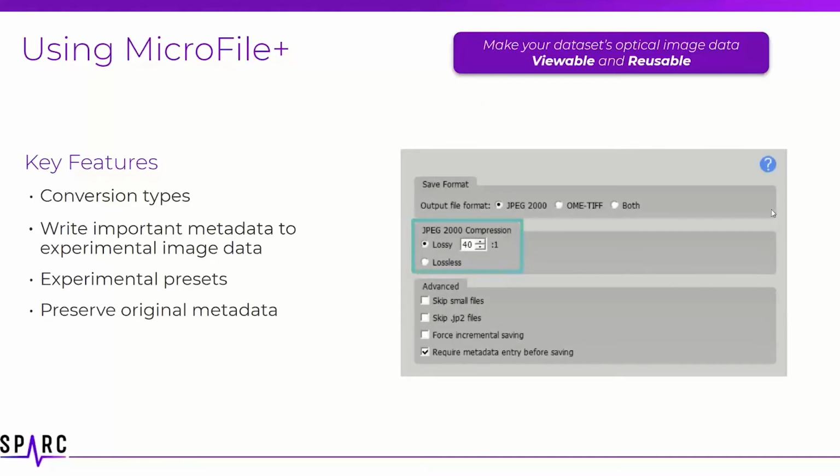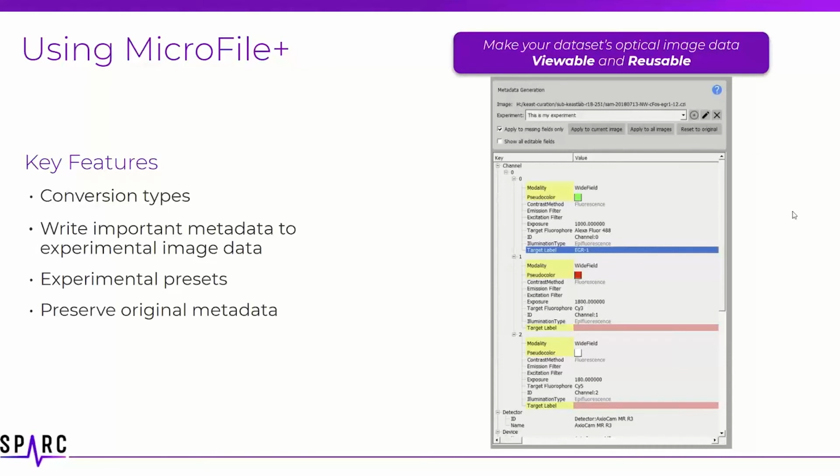Next, you'll see options to choose your save format. So there are your output file format options: JPEG 2000, OME TIFF, or both. And for the JPEG 2000, you can indicate a compression, lossy compression, or opt to do lossless. For OME TIFF, it will always save or convert as lossless compression.